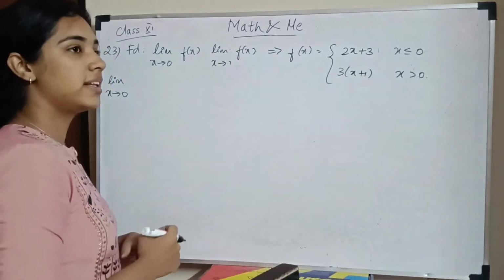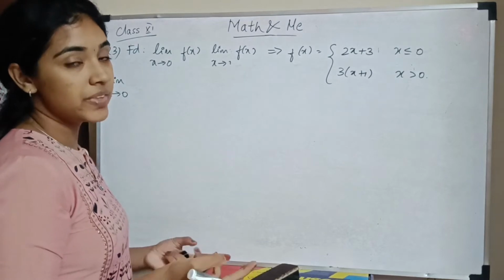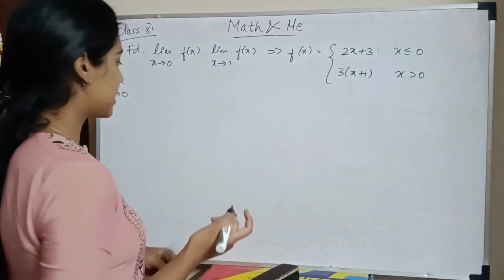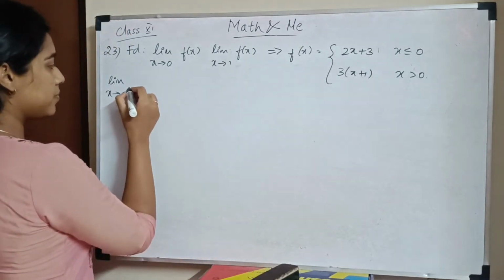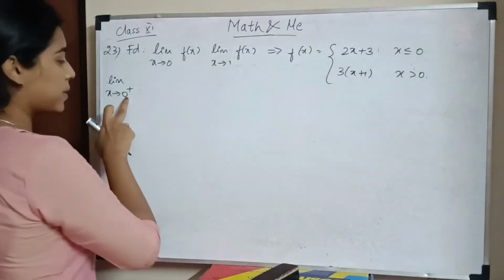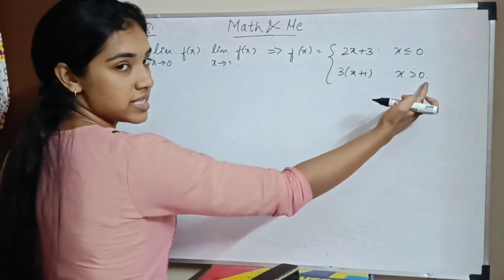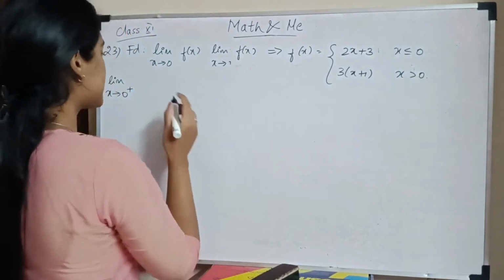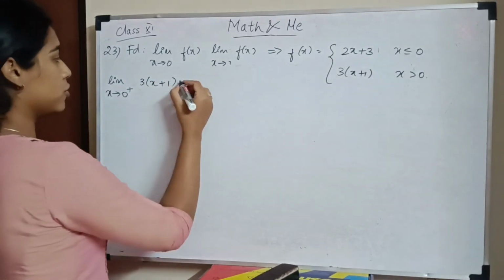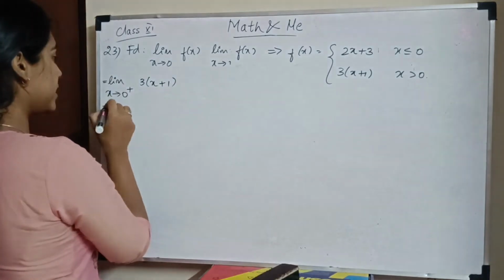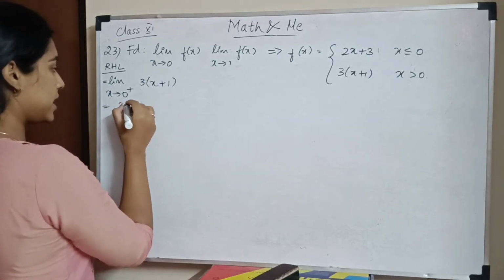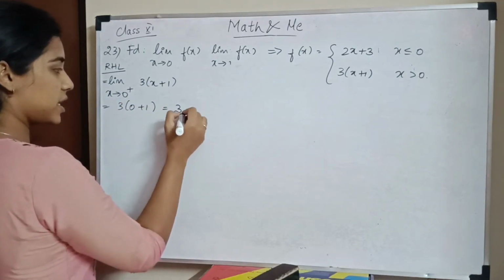So what will it be? You have to find the left hand limit and the right hand limit and see if both are equal. Left hand limit to right hand limit equal ஆ இருந்ததுன்னா limit exists. Correct? So what do I do? Limit x tends to 0 plus, which is the right hand limit. So right hand limit na enna irukum? X plus 0 plus na enna artham? X greater than 0. So which one would you take? 3 times x plus 1. So what do? You substitute the value. So what will you get? This is your right hand limit. 0 substitute panna 3 times 0 plus 1, which is 3.